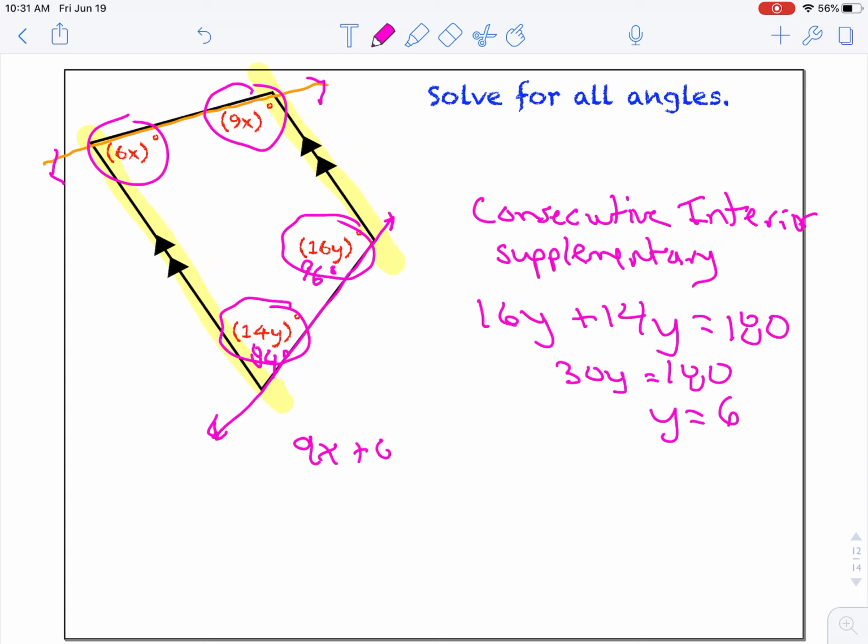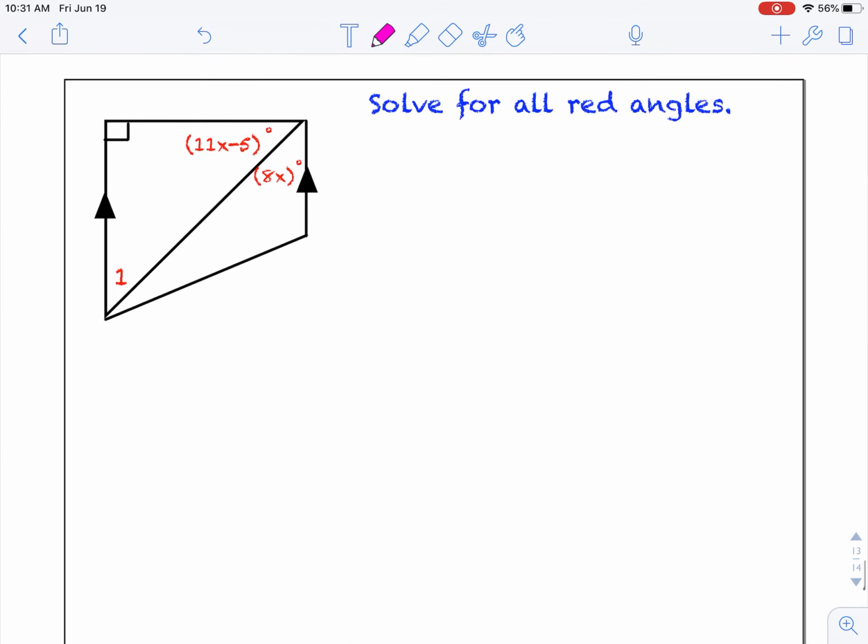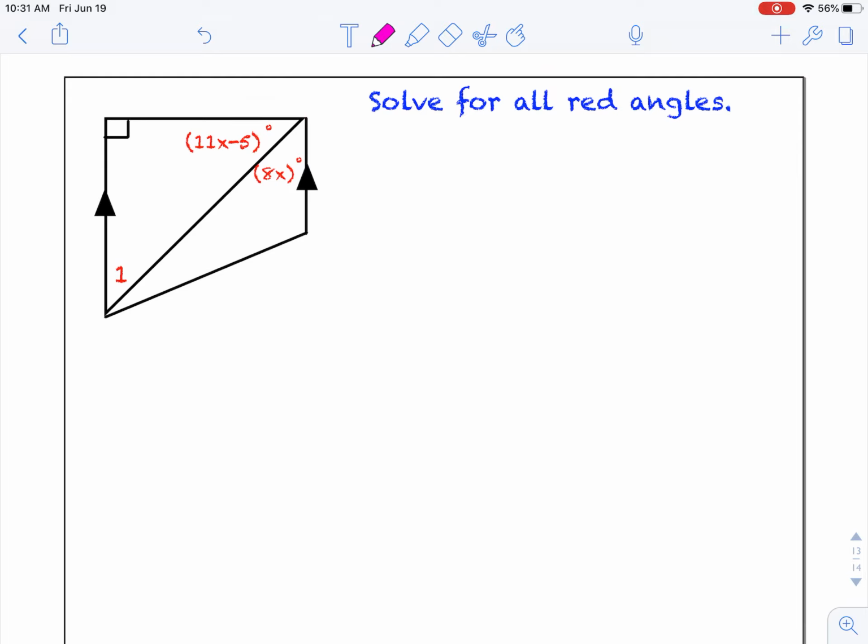And these are also consecutive interior angles right here. So we can do the same for that. 9x plus 6x equals 180, or 15x equals 180, so x equals 12. Substitute your 12 back in here, and this gives you 72 degrees and 108. See if you can set up and solve this next one.